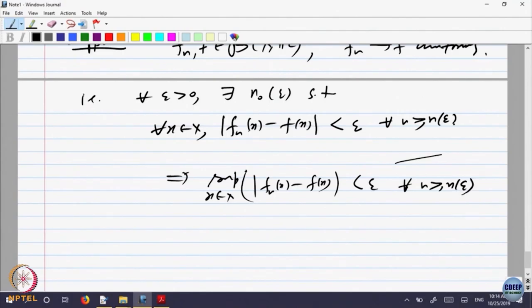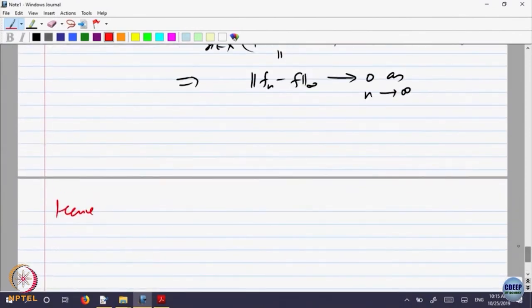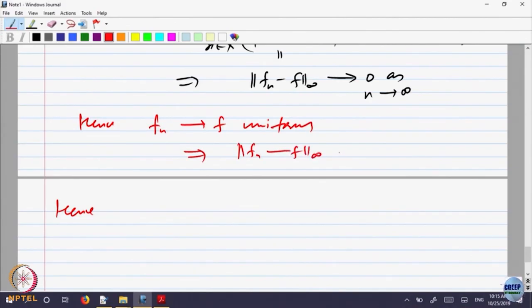Because for every x something is happening, so for the supremum that will also happen. Okay. So, what this implies is norm of f n minus f goes to 0 as n goes to infinity. What is this quantity? This is the supremum of mod f n minus f, that is a norm. So, the norm is less than epsilon after some stage, that means this goes to 0. So, hence, f n converges to f uniformly implies norm of f n minus f, for bounded functions, goes to 0 as n goes to infinity, right?